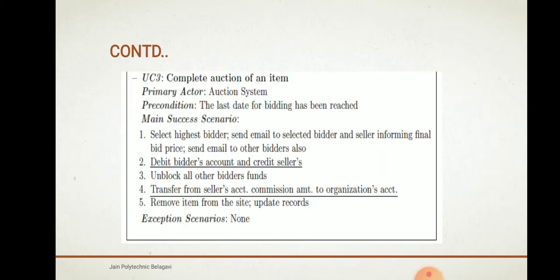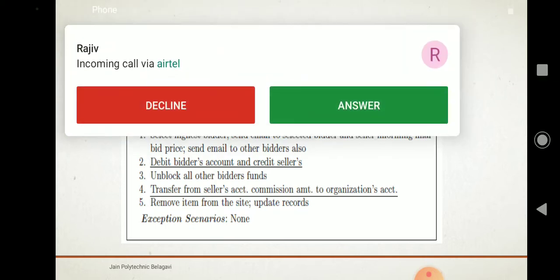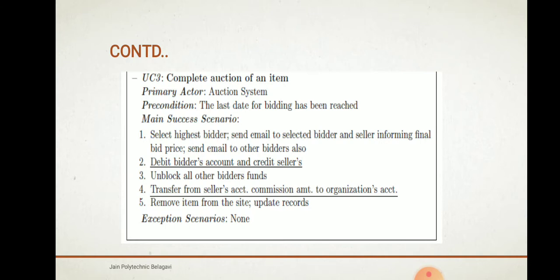So UC3, that is use case 3, is for complete auction of an item. The primary actor will be the auction system. The precondition will be the last date for bidding has been reached. The main success scenario will be selecting the highest bidder and sending an email to the selected bidder. Now the exception scenario will be none.